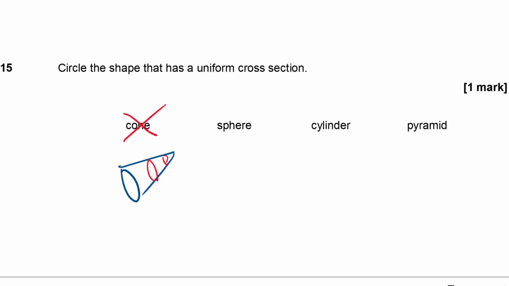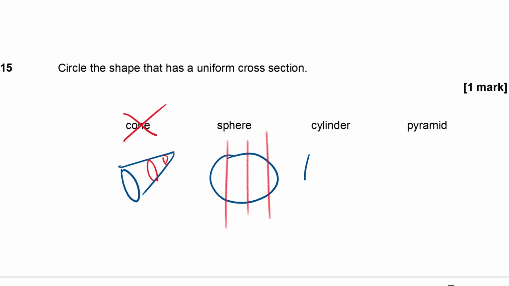So it's not a cone. A sphere, it's like a ball, isn't it? If you slice a ball up, you're going to get a circle, I suppose, but you're going to get different size circles depending on where you slice. So that one doesn't have a uniform cross-section.